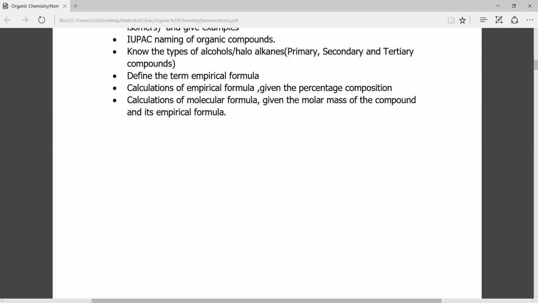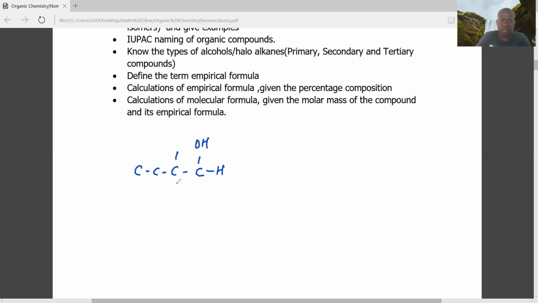Okay, guys, as I was saying, we're busy with alcohols. I said consider an alcohol. Let's say we have the following type of alcohol. Let's say we have 1, 2, 3, 4. Then here we have an alcohol, its functional group. Okay, then we have 1, 2, 3, 4, 5, 6, 7, 8.